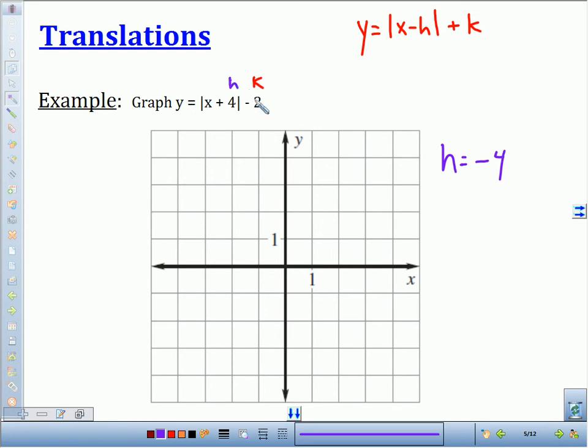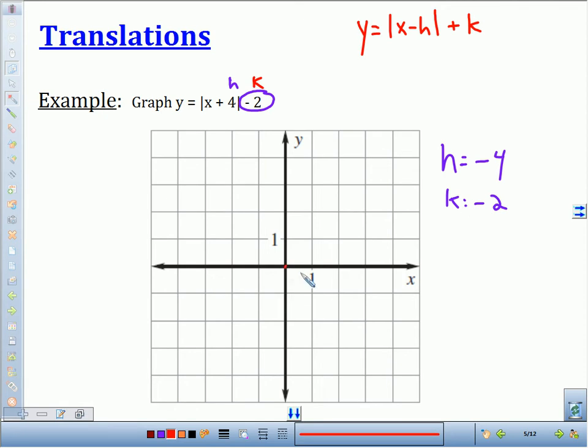K is minus 2. Now our formula says it's plus k, so it's going to stay the same. It's going to be minus 2. K is minus 2. So we've got our horizontal movement minus 4, and we've got our vertical movement minus 2.